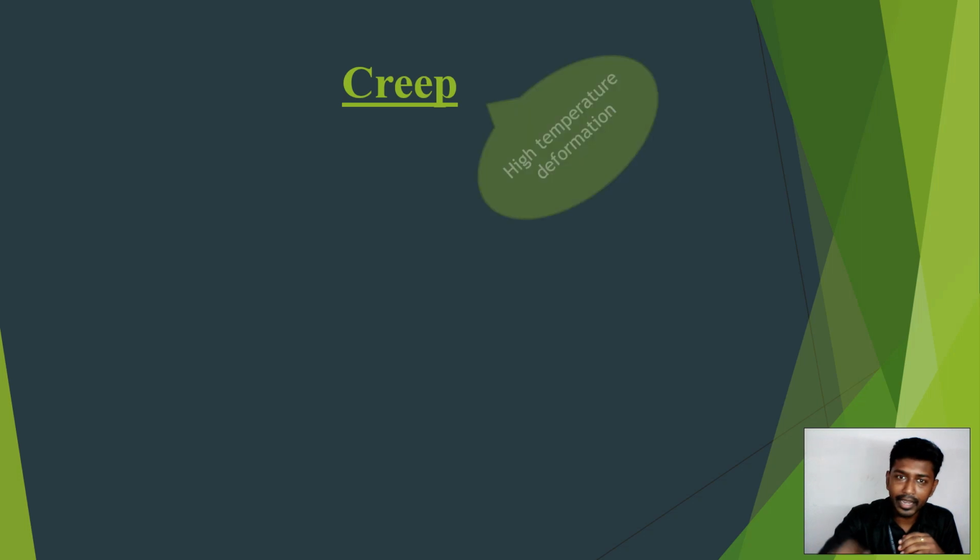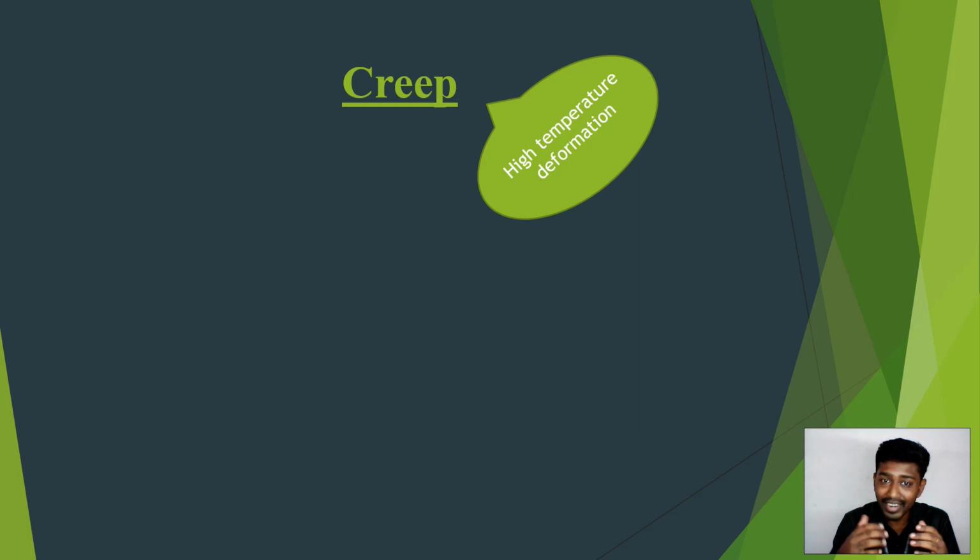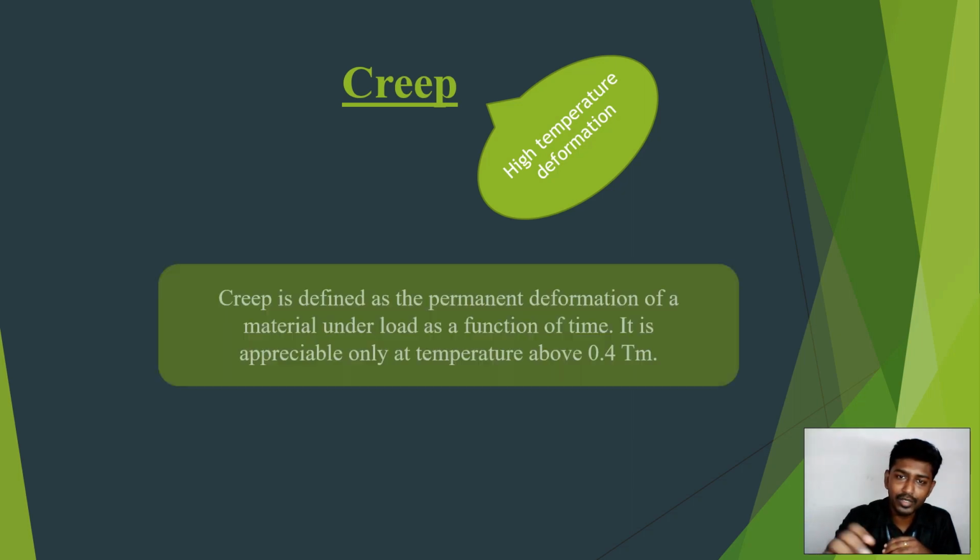Creep. In other words, we can call this high temperature deformation. I can say this creep mechanism happens in a material when it is exposed to very high temperature under constant loading condition, and it keeps on deforming as a function of time. Such kinds of failures we call creep failure.